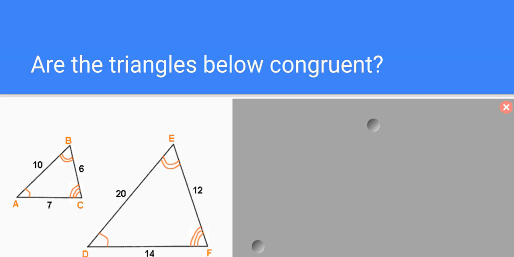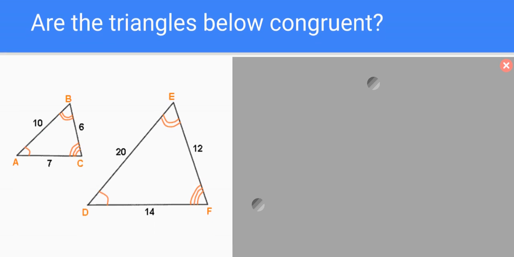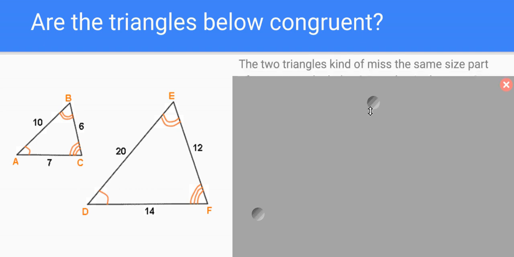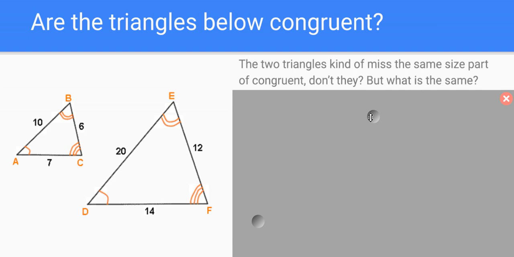As we look at this figure here, we ask a question from something that we've covered before: are the triangles below congruent? Well, obviously they miss on a pretty important idea of congruent, right? If we remember that congruent means same size and shape, the triangles ABC and DEF don't exactly line up when it comes to the size part. But if we look at the information that was provided to us, there are things that are the same.